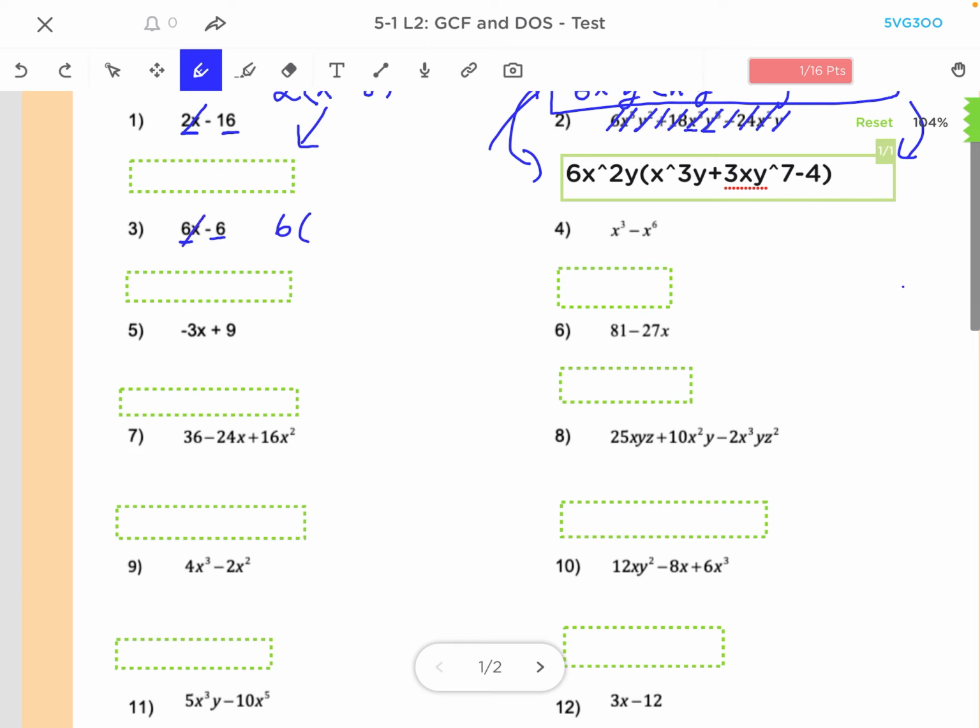6 divided by 6 is 1. I don't have to write the 1 because there's still that x there. Minus, and then 6 divided by 6 is 1. And I do have to write that 1 on the second one because there's nothing else left.